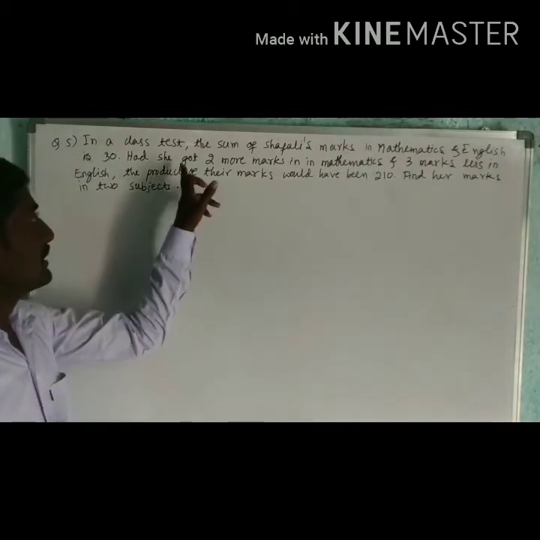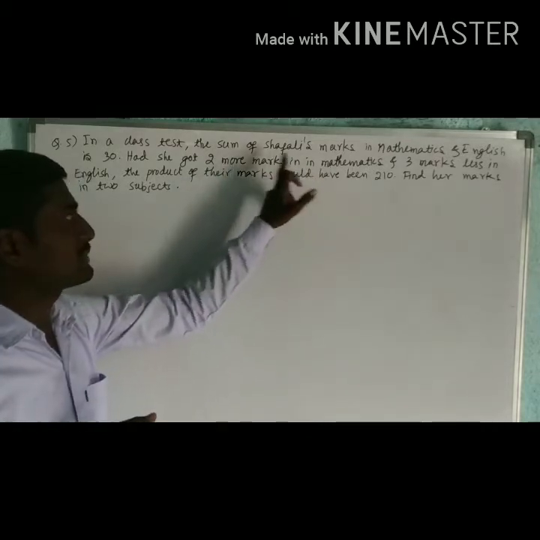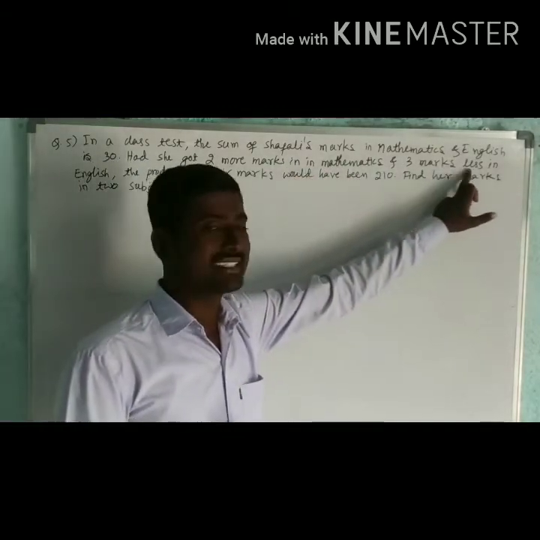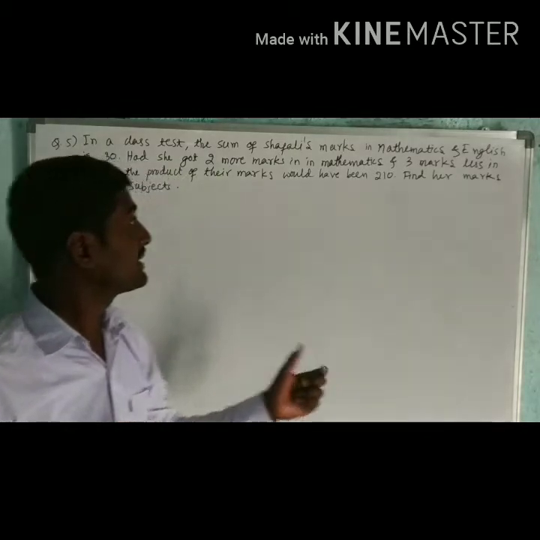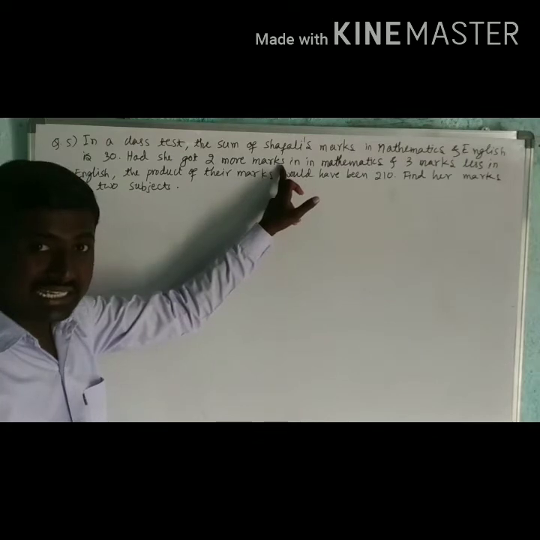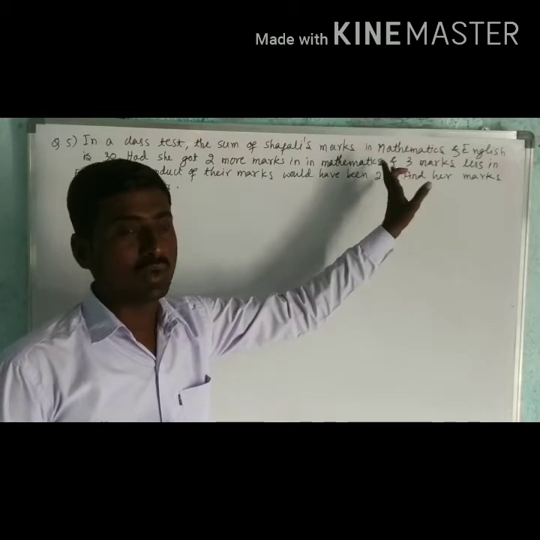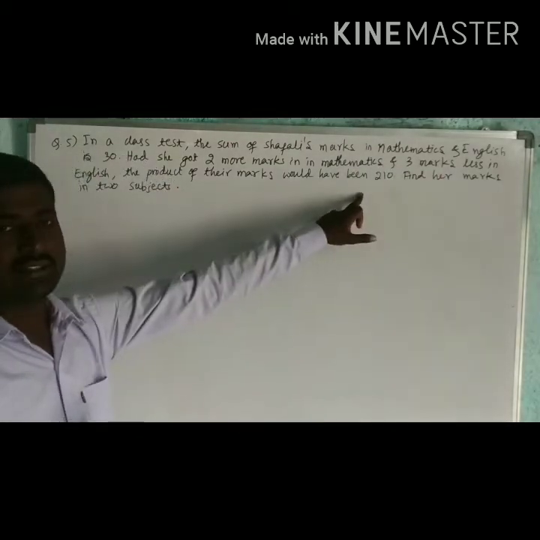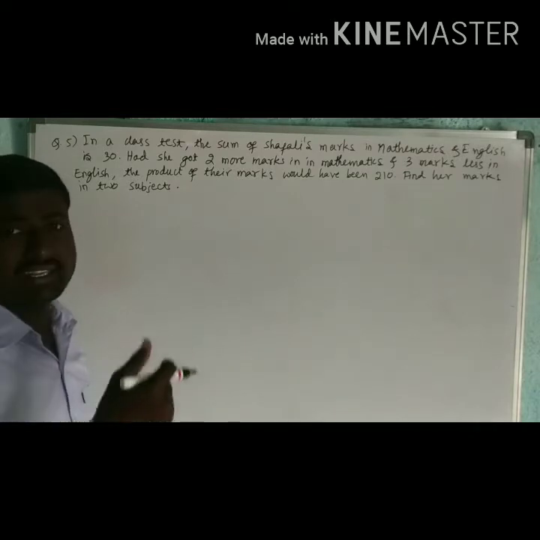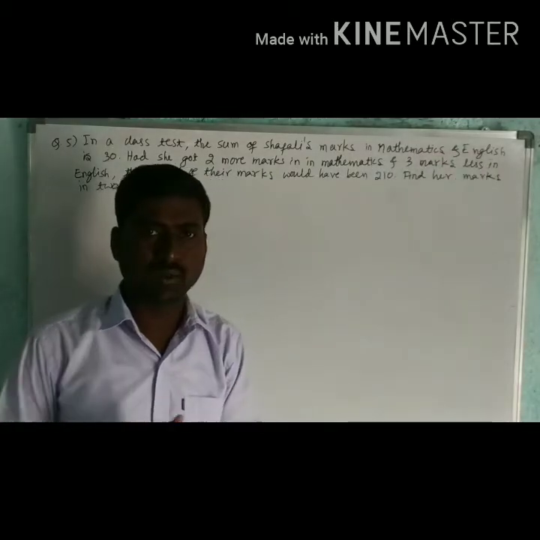Now here, if she had got 2 more marks in mathematics, that means x plus 2. 3 marks less in English means y minus 3. The product of their marks would have been 210, means x plus 2 into y minus 3 is equal to 210. So you can solve those 2 equations. You will get x and y, those are the marks of mathematics and English. That is one way. Already you know it.